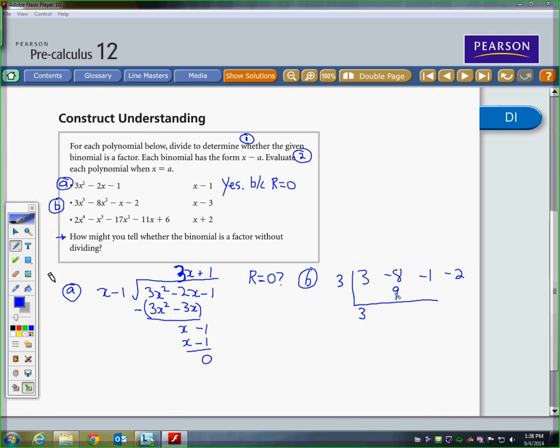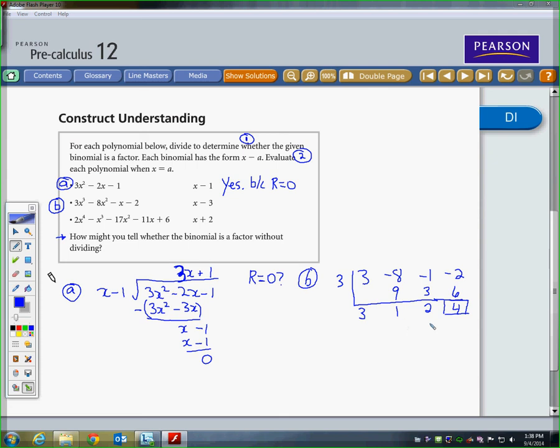Negative 8 plus 9 is 1. Now, I take this 1, I multiply by 3 when I come up here, so I put a 3. Minus 1 plus 3 is 2. And then here I go 2 times 3 is 6. And this is where the remainder is. It's this last number, so my remainder is 4.